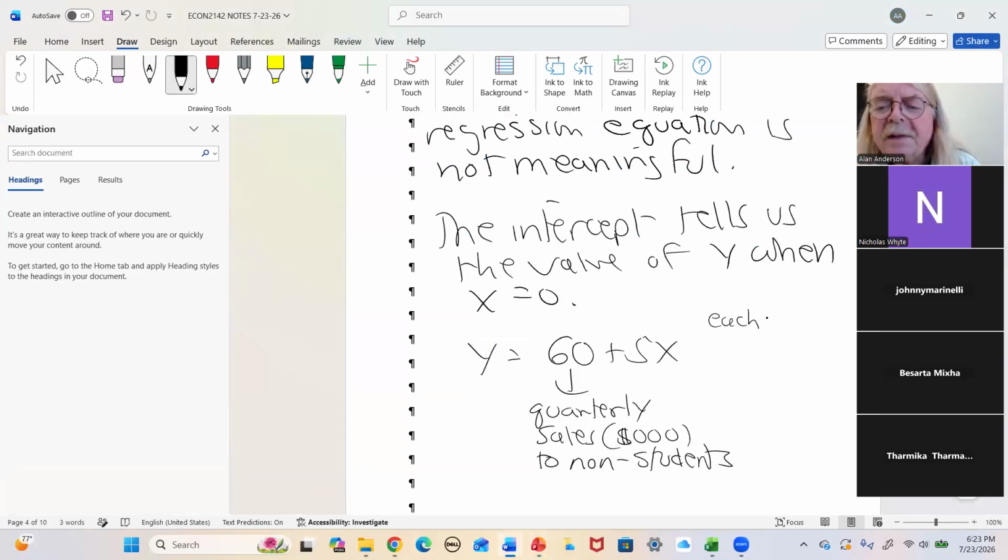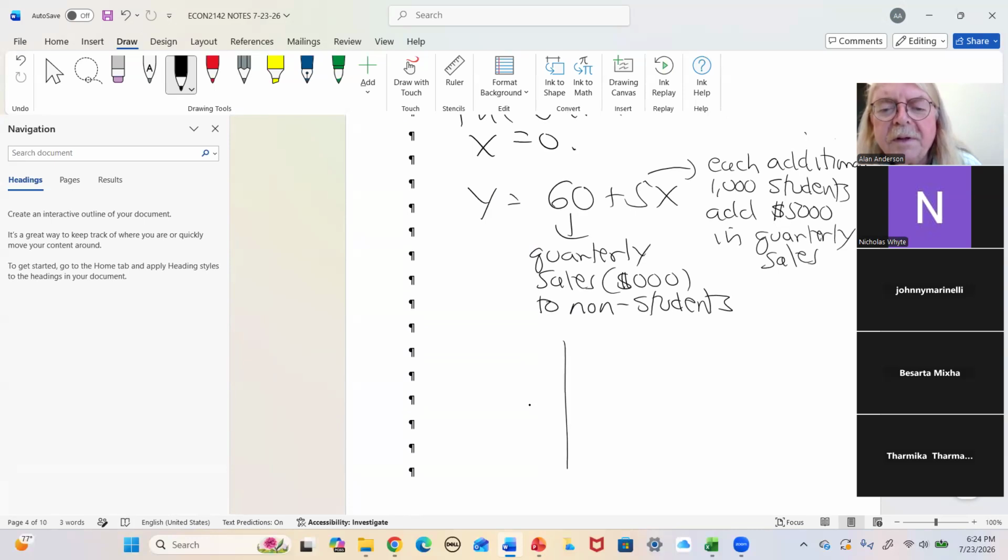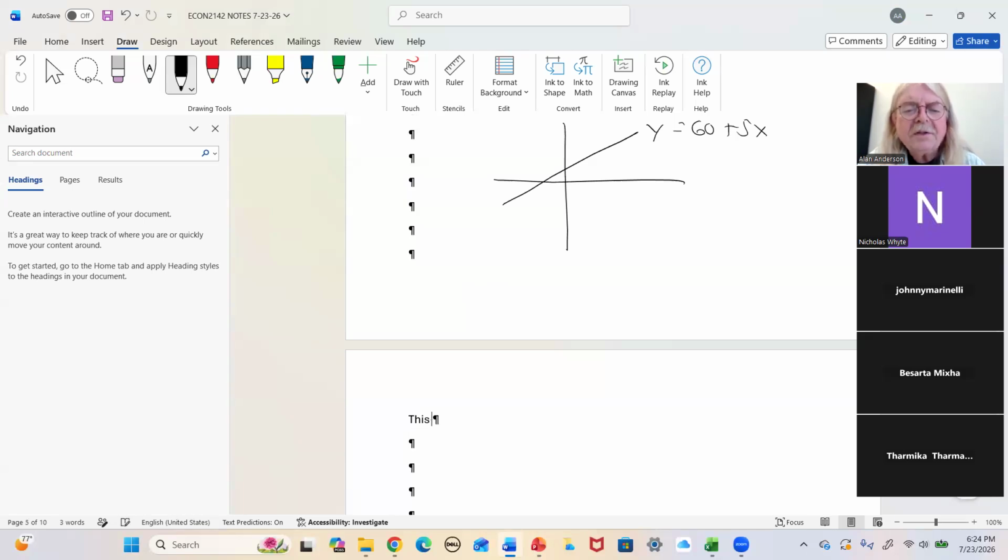So therefore, we can make the case that this is telling me that each additional 1,000 students adds, we multiply that by five. But remember, this is measured in dollars per quarter, or in other words, $5 each. Okay, so that's how we interpret the slope here. And of course, now that you have this in place, we can make predictions if we need to. We'll get back to that later anyway, but I just want to mention it right now. This equation can be used to make predictions.